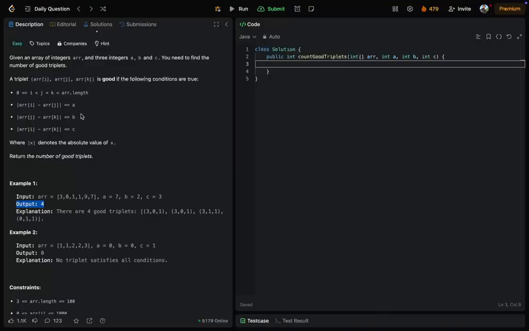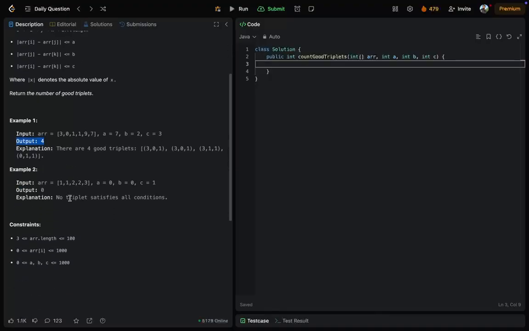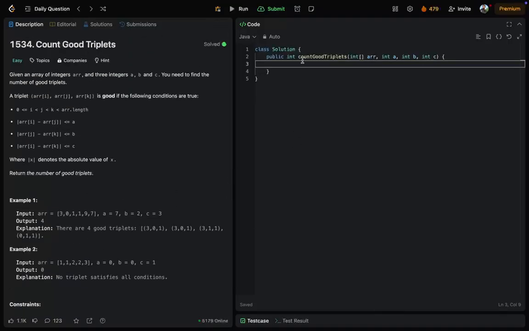So our brute force will be n cube. Let's figure out, can we apply n cube? Yes, it is simple, the constraint is 100. So we can apply n cube. Let's directly apply our n cube.